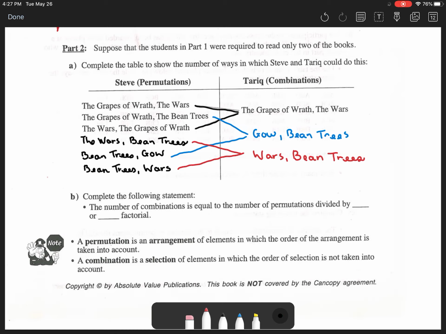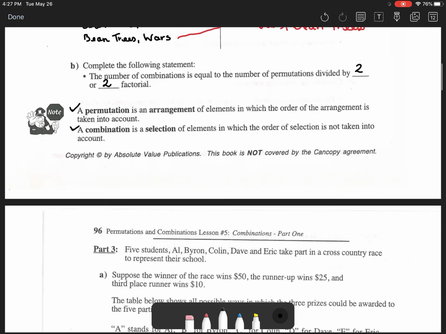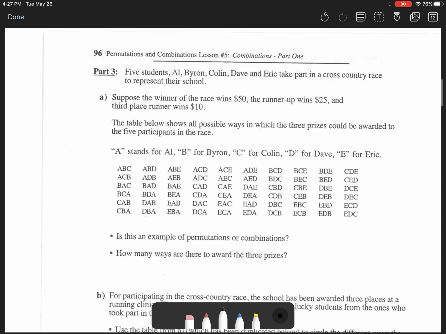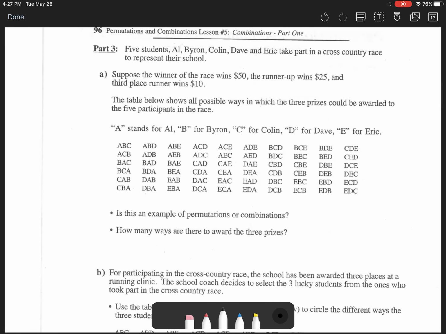It says the number of combinations is equal to the number of permutations divided by 2, right? There's half as many. Or when I divide by 2, that's the same as 2 factorial, okay? And we'll take a look at why that number exists and what it is moving forward here. So again, just in general, a permutation is an arrangement in which order is taken into account, and a combination is where the order is not taken into account.